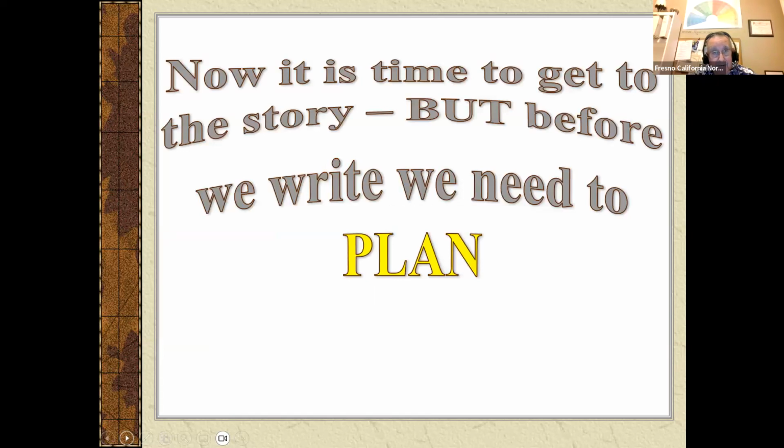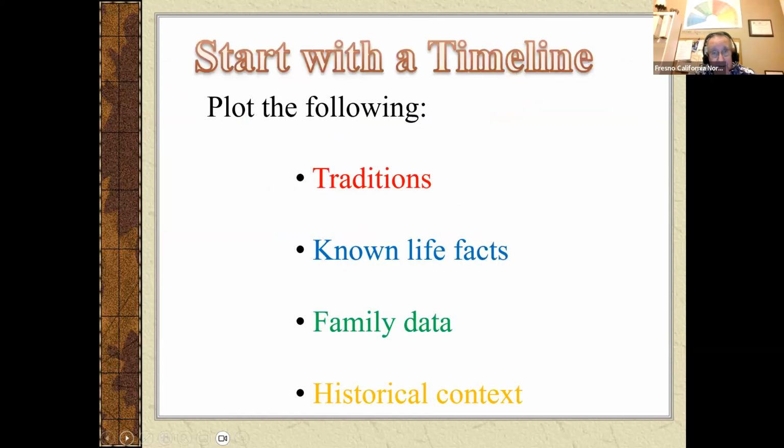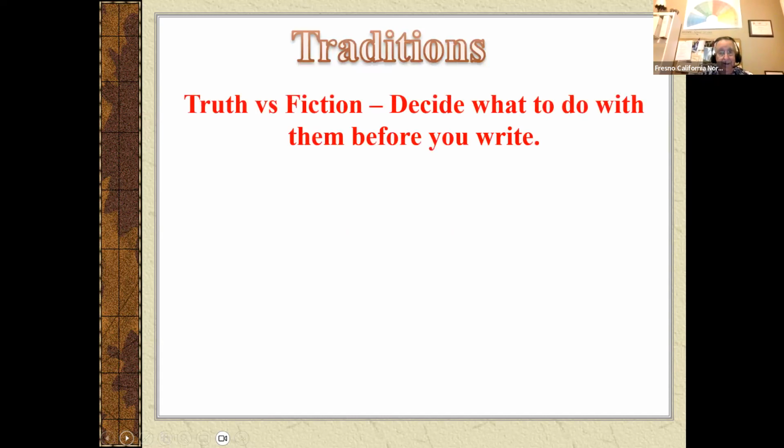Okay, so now it's time to get to the story. But we need the planning, plot the following: the traditions, the known facts, the family data, historical context. In traditions, beware. There's a lot of times traditions and stories or in family history that aren't really necessarily true, and you need to decide ahead of time what you're going to do about them. When somebody says this person did this or that and they really didn't, are you going to bring it up? Are you going to contradict it in your story, or are you just going to ignore it? Or how are you going to deal with this?